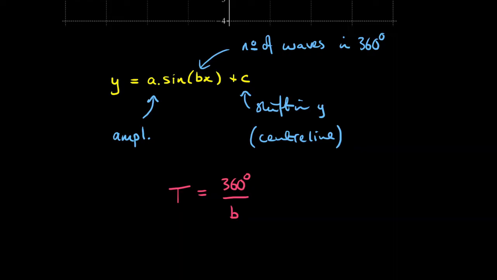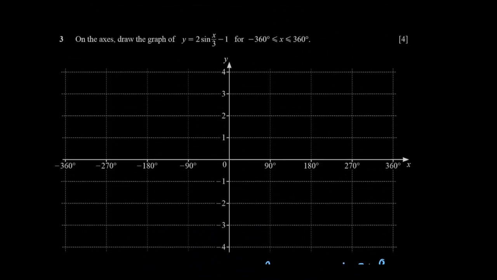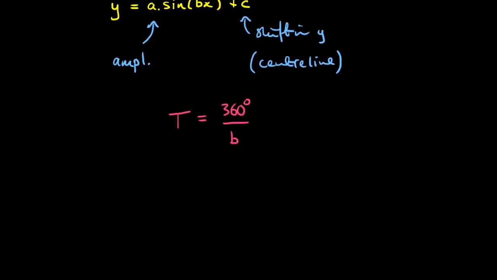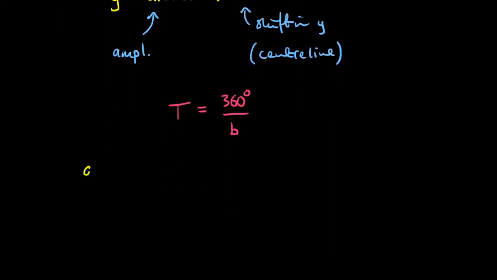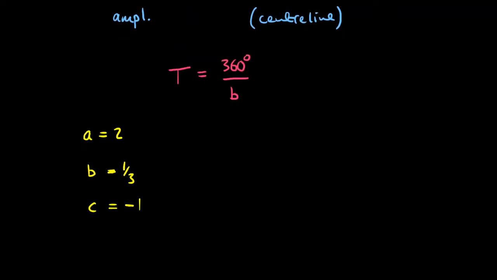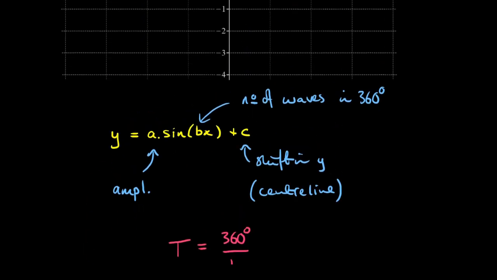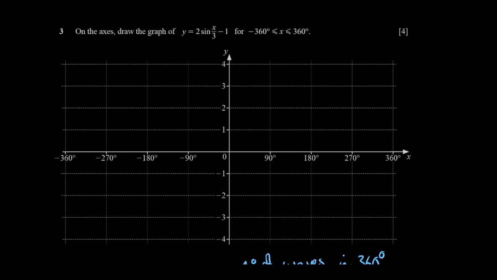All right, now, let's go up to our graph here. We have got the graph of 2 sine a third x minus 1. So if I'm going to list that out, what I'm saying here is that my A is equal to 2, that's my amplitude, my B is equal to a third, and my C is equal to -1. So what's this going to mean? We're going to have a graph that's shifted down by 1, so the center line is going to be -1. So why don't I just draw that on right now? The center line is going to be -1. That is that guy there.